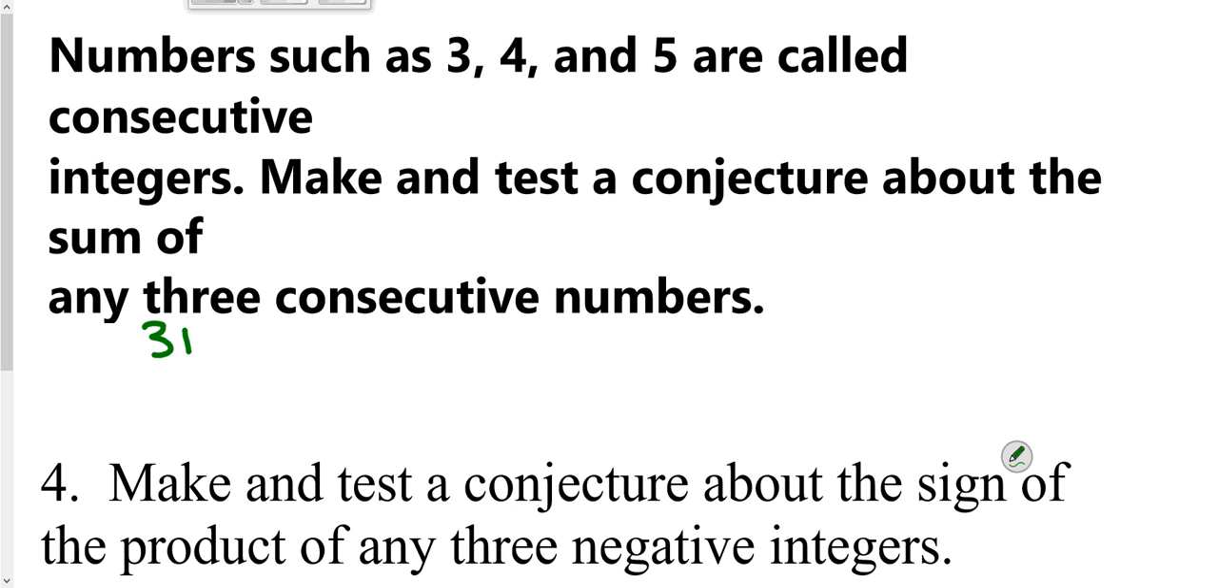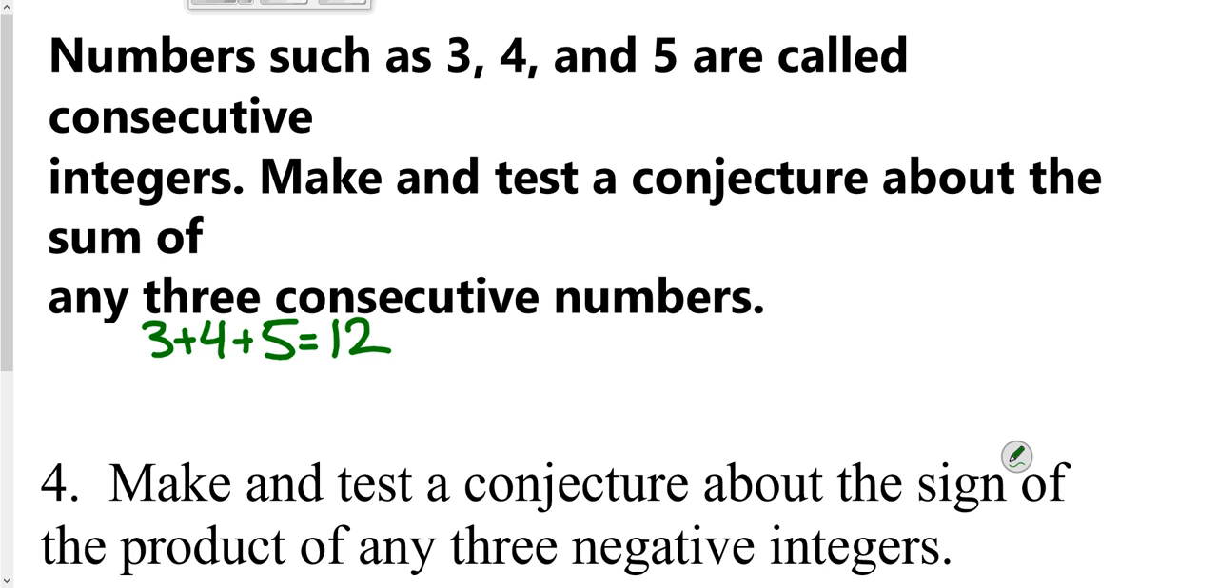So if we said 3 plus 4 plus 5, well, let's see, that equals 12. So let's think about what we might be able to decide about this. So 3, 4, and 5 equals 12. So we need a conjecture based off the sum of these consecutive numbers. Well, if we look at the middle number 4, 4 times 3 equals 12.